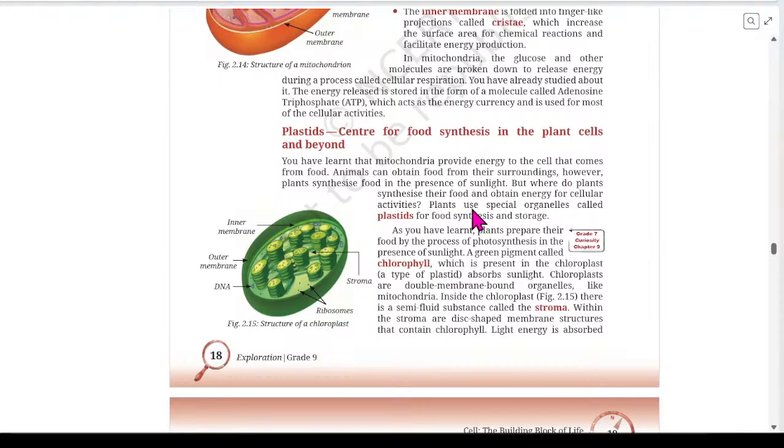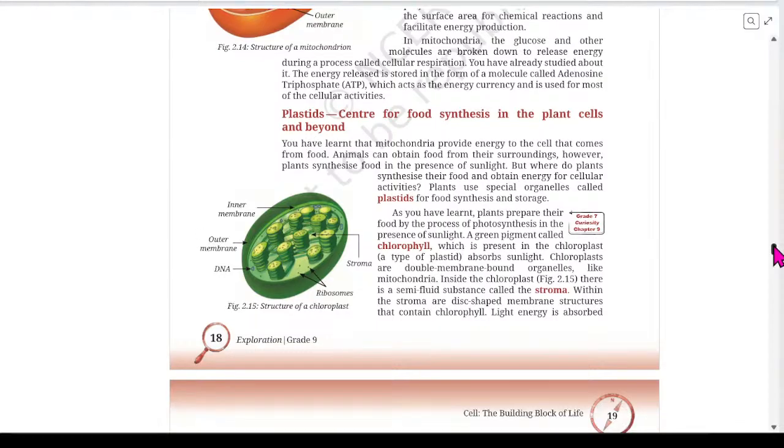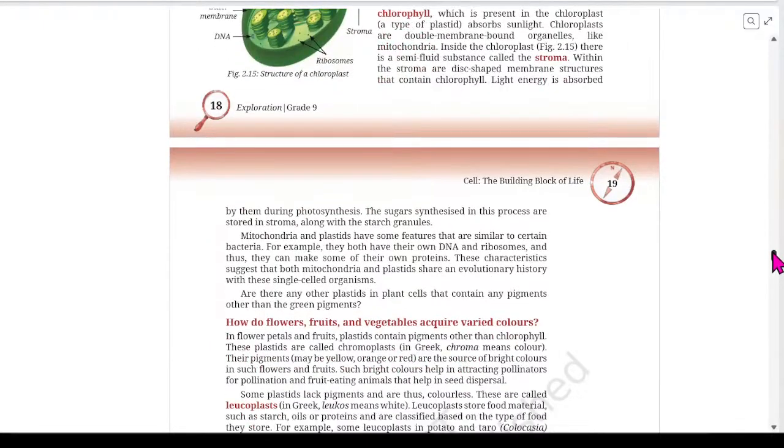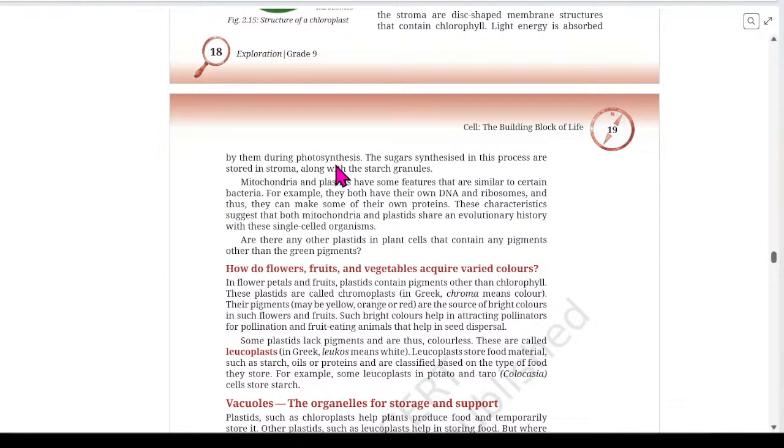Plants use special organelles called plastids for food synthesis and storage. As you have learned, plants prepare their food by the process of photosynthesis in the presence of sunlight. A green pigment called chlorophyll, which is present inside the chloroplast, absorbs the sunlight. Chloroplasts are double membrane-bound organelles like mitochondria. Inside the chloroplast, there is a semi-fluid substance which is called stroma. Within the stroma are dish-shaped membrane structures that contain the chlorophyll. Light energy is absorbed by them during photosynthesis. The sugars synthesized in this process are stored in stroma along with the starch granules.